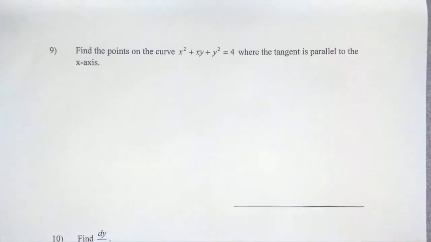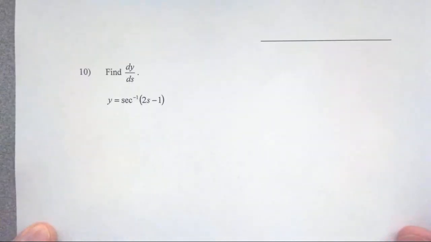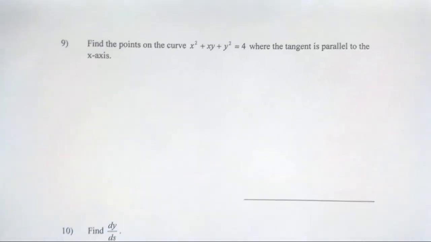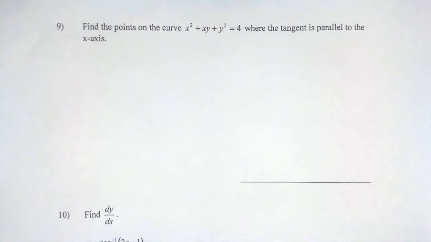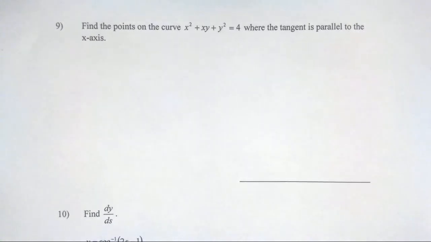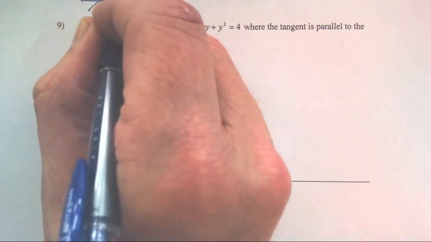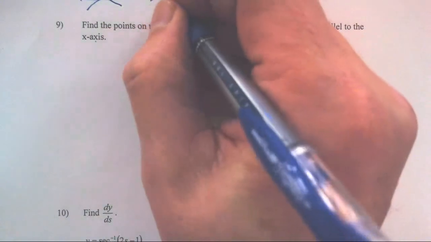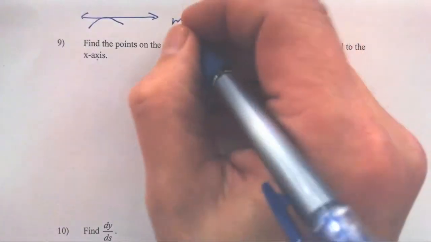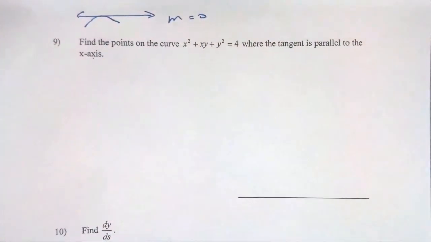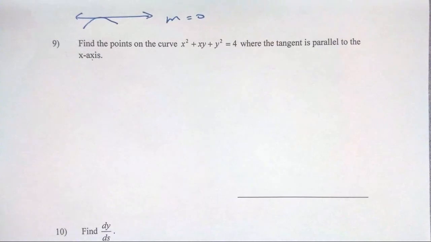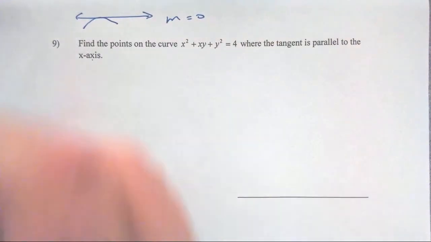Okay, I think I'm going to do one more problem here and then pause at that point. The only reason is because we kind of shift gears when we hit number 10. So I think I'm going to go through number 9. Find the points on the curve where the tangent is parallel to the x-axis. If the tangent line is parallel to the x-axis, that means it has a slope of 0. So I want to find the slope formula and set it equal to 0. That's going to be my starter.